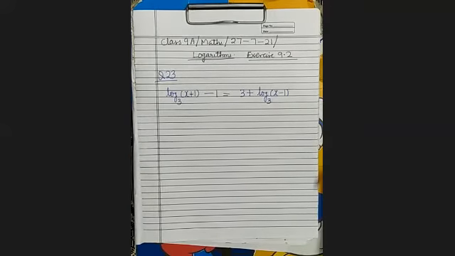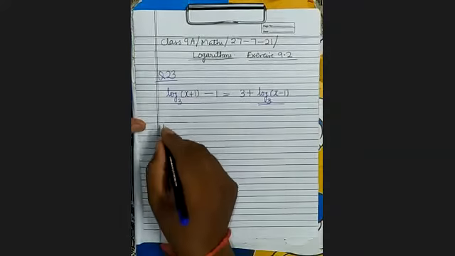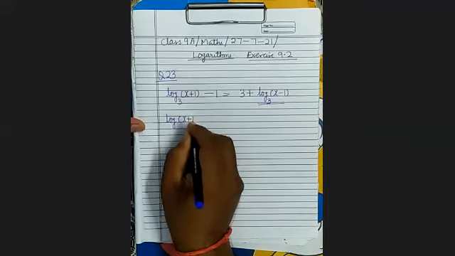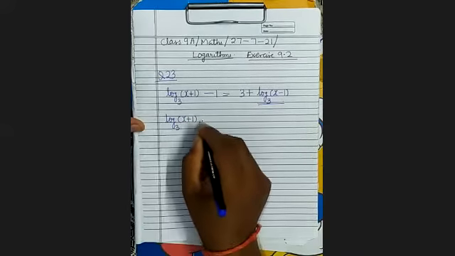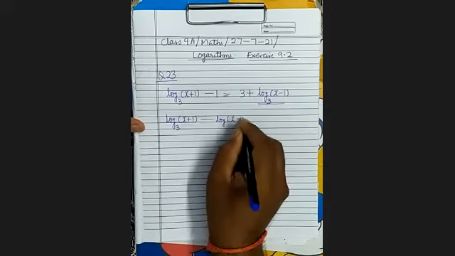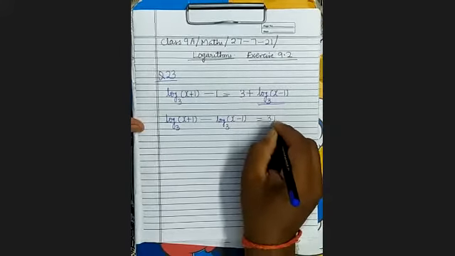So you bring all the terms of logarithm in one side and numerals, numbers, in the other side. So when you will bring this term here, it will be in minus: log x plus 1 to the base 3 minus log x minus 1 to the base 3 equals to 3 plus 1.